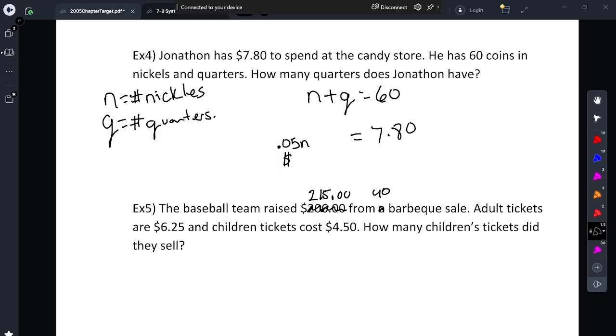So money from the nickels plus money from the quarters, which is 0.25 times Q, equals how much money? Money plus money equals money. Quarters or coins plus coins equals coins, yeah? All right, so there's my system.